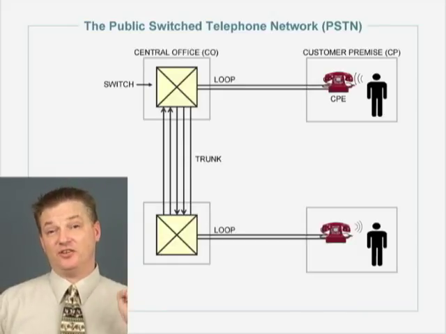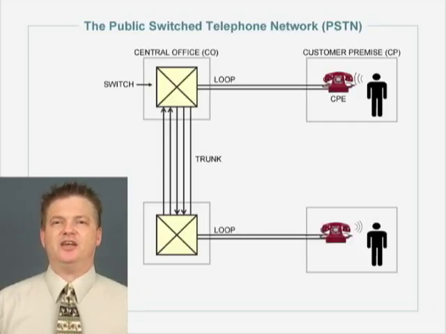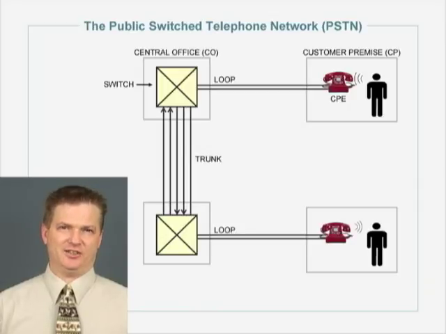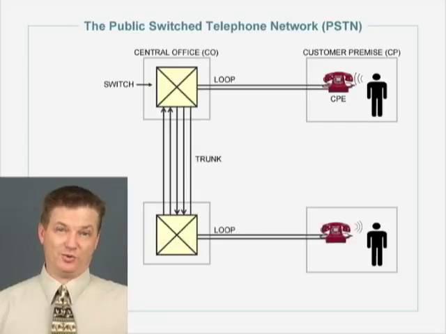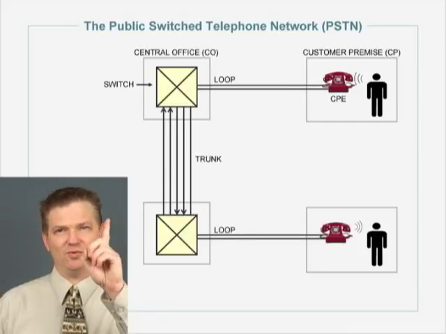Now this gets us down to the far end central office. We have to indicate the called number to the far end switch, because it has to determine which pair of wires, which loop to connect us to. And there could literally be 100,000 loops on that switch, and it has to connect us to just one of those.